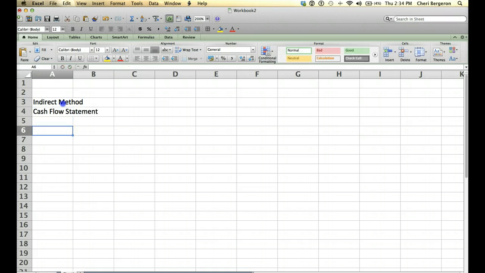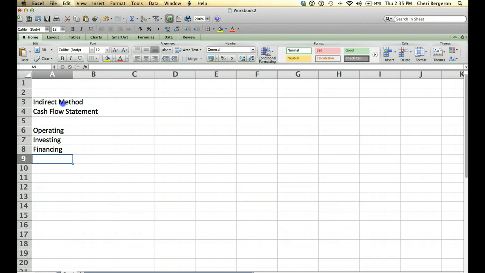A cash flow statement shows the change in cash, that is your beginning cash minus your ending cash, for the period, and it categorizes all of those transactions into three categories. The three categories are operating, that's cash flows from operating, investing, that's cash flows from investing, and financing, that's cash flows from financing.